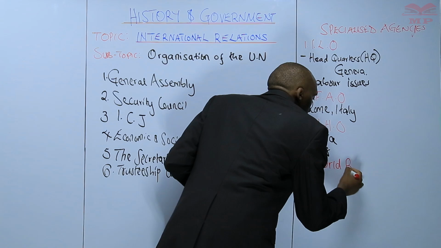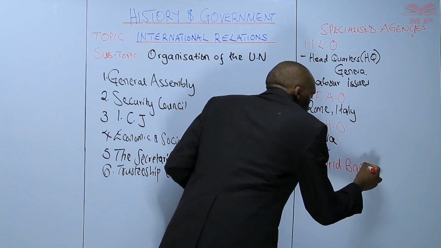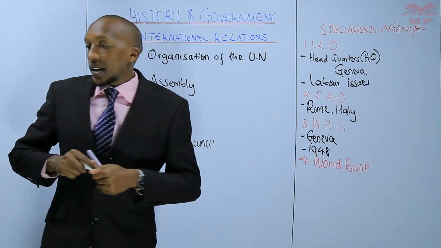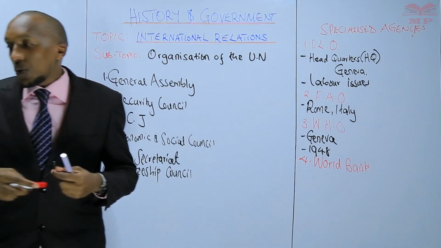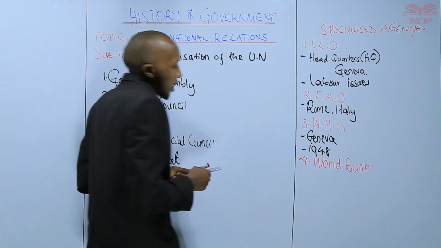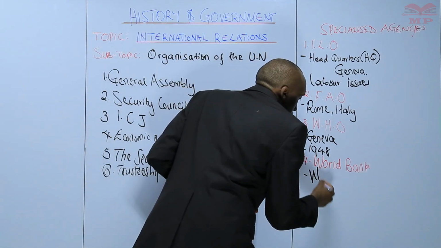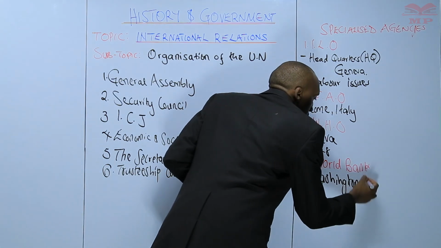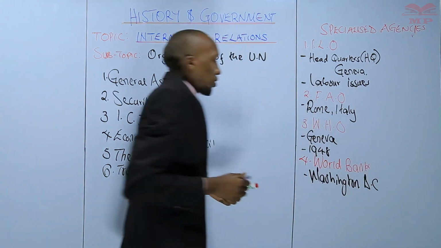The next organization that we are going to look at is the World Bank. This is a bank that was created in 1945. It has its headquarters in Washington, DC, which is in the USA.